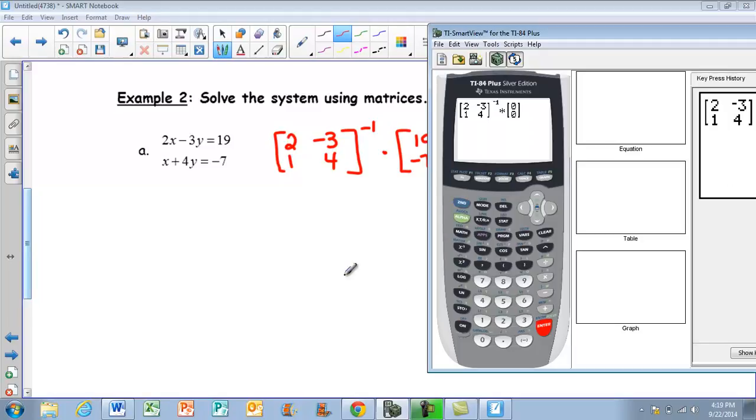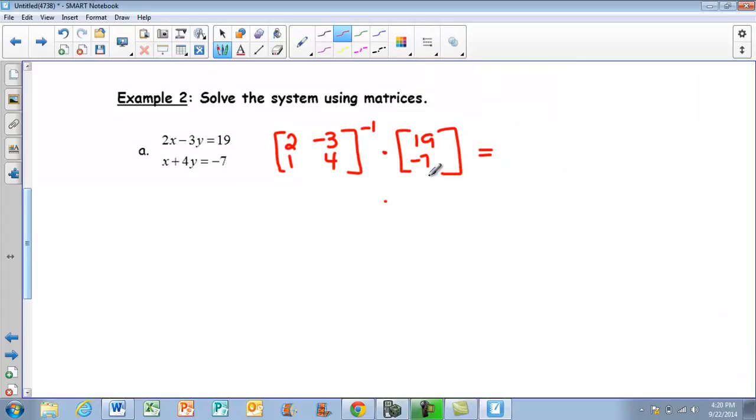And I'm going to enter in 19 and -7. Arrow out. So I get the matrix answer of 5, 3. Or 5, -3, I'm sorry.